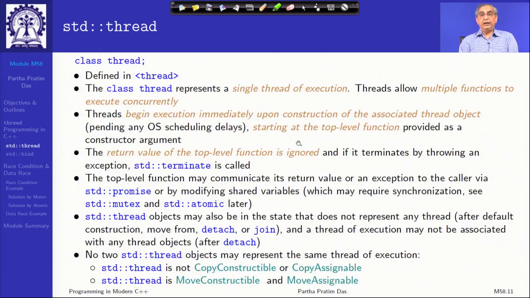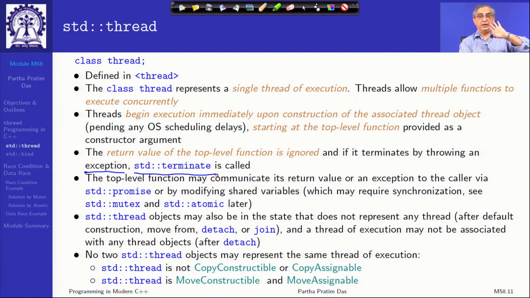Let us take a little more elaborate look into what std thread has. It is defined in the thread component as a thread. It represents a single thread of execution and allows multiple functions to execute concurrently in multiple different threads. The return value is typically ignored, as I said, but if it terminates by throwing an exception, then std::terminate is called, which means that the entire program is terminated.